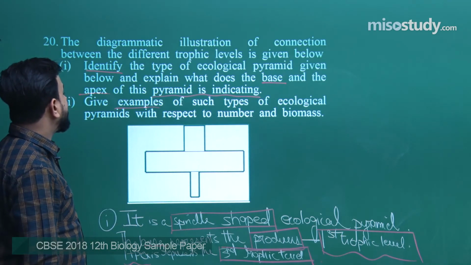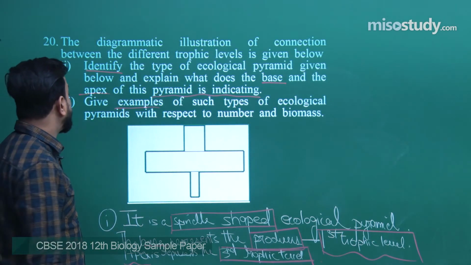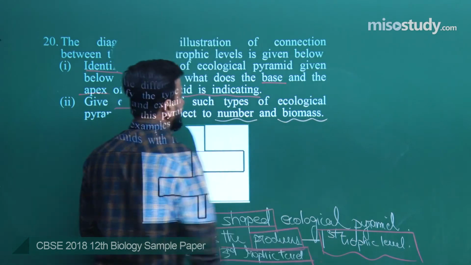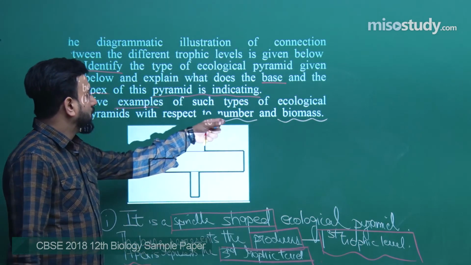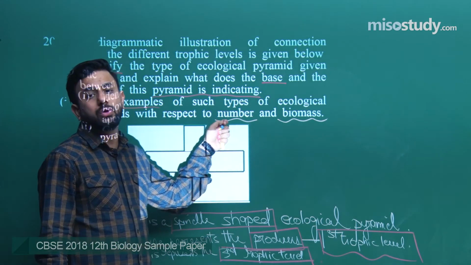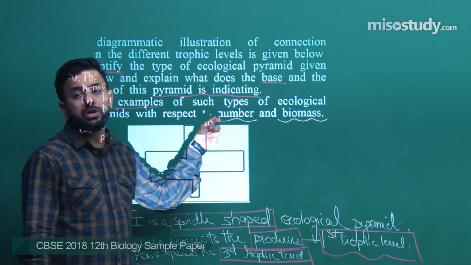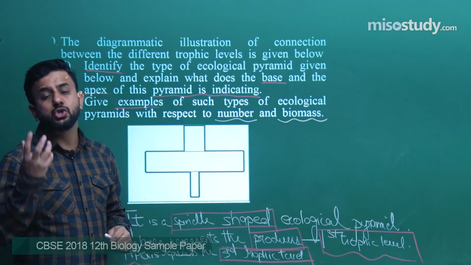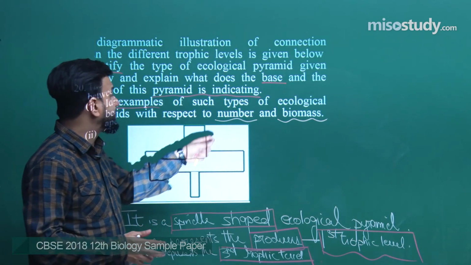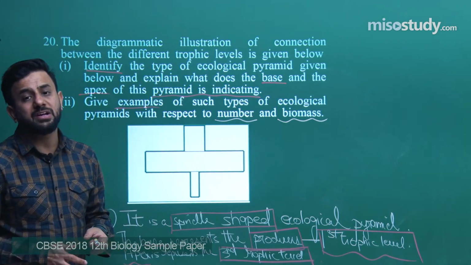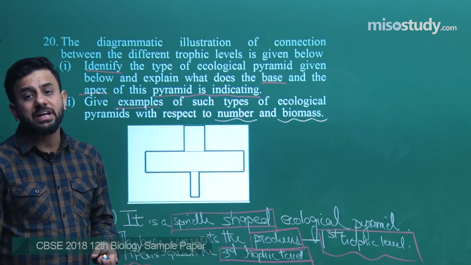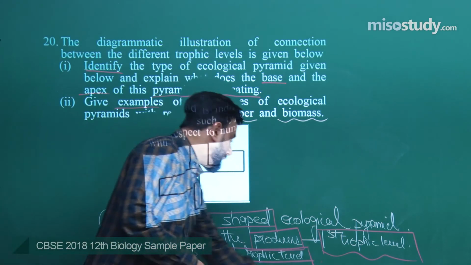Now we will see the example of such type of ecological pyramids with respect to the number and the biomass. With respect to number, it will be the pyramid of number in a tree ecosystem, and with respect to biomass, it will be the organic biomass in a lake ecosystem. Okay?